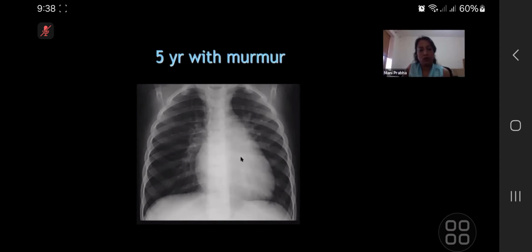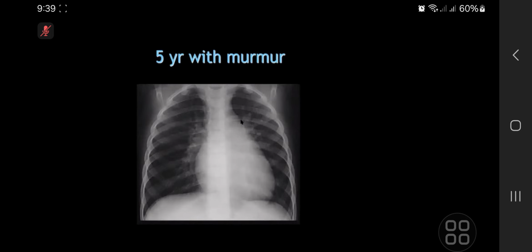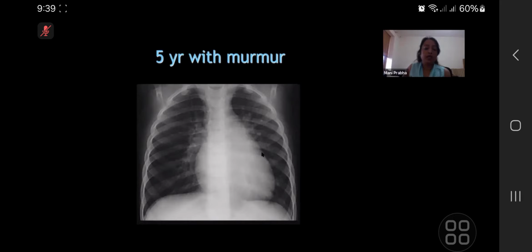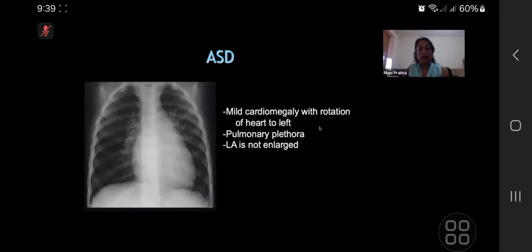What does LA enlargement cause? One, it causes a double cardiac shadow. Secondly, it causes widening of the carina. So it is not there, and in the absence of that, it is not mitral stenosis. That can be the differential here, because there is straightening of the cardiac border, which is because of slight rotation of the heart on its axis, which happens in ASD. Wonderful description. So ASD: mild cardiomegaly with slight rotation of the heart to the left, pulmonary plethora, and the LA is not enlarged.